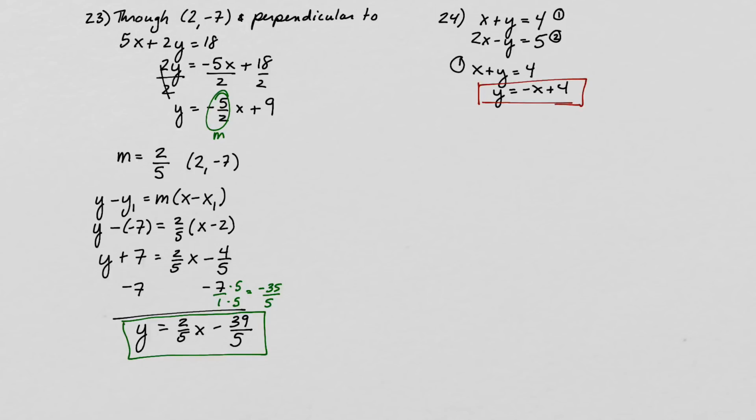And then my second equation, 2x minus y equals 5, so I'll subtract 2x from both sides. And then divide everything by negative, so everything changes sign. So I'll have y equals 2x minus 5, and that one I'll graph in blue. That way we can see them a little better.